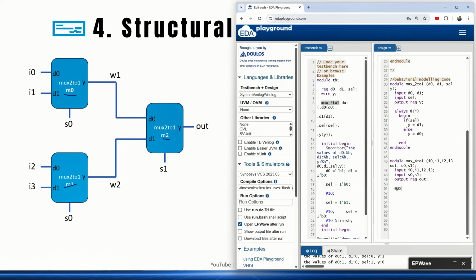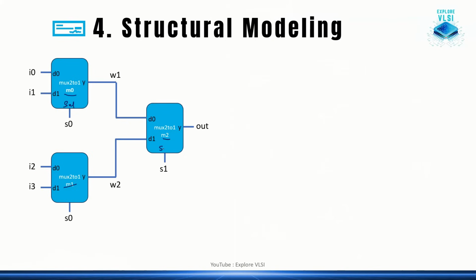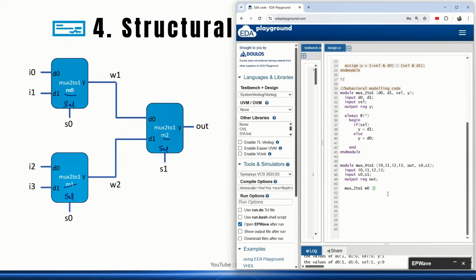The name of the mux is mux_2:1, and let me give the instance name as M0. Then I need to connect the ports here carefully. How am I going to connect the ports now? Dot D0 of this mux connected to I0, D1 connected to I1, and Y connected to W1, and S0 connected to select. Here it is select, here also it is select, here also it is select in the 2:1 mux. Now I am going to connect them together.